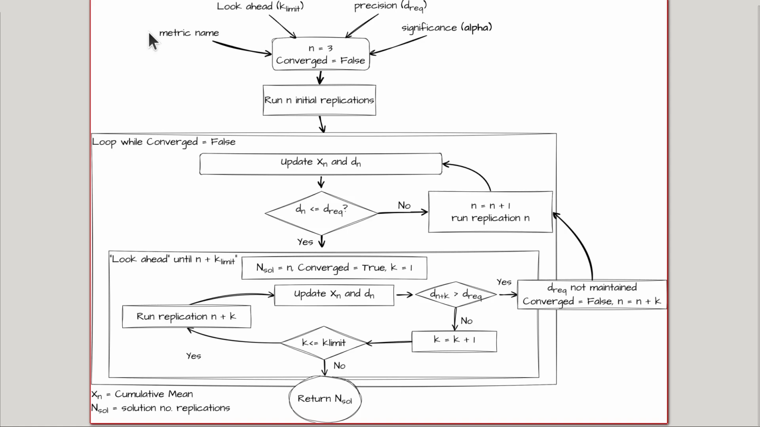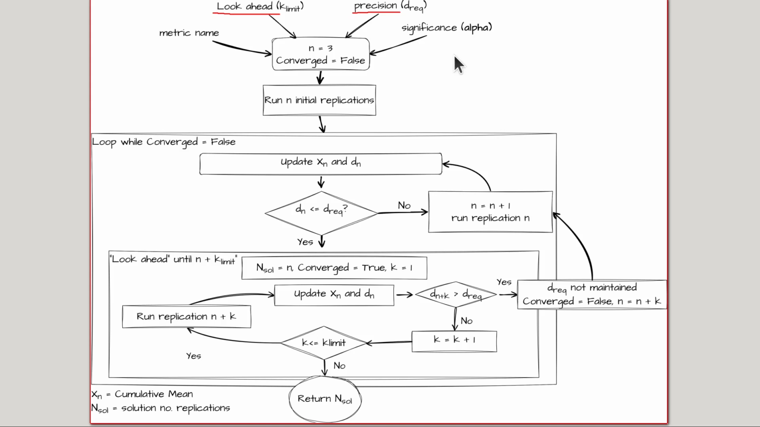The second thing that the replication algorithm introduces is a look-ahead period. The way this works is that once the desired precision of the half-width has been encountered, the algorithm will enter a second loop and look ahead for k periods to check, basically, if that precision continues. If it doesn't continue, then we need to run more replications of the model. So what we're going to do is provide information on the look-ahead period. We're going to add information on our desired precision.